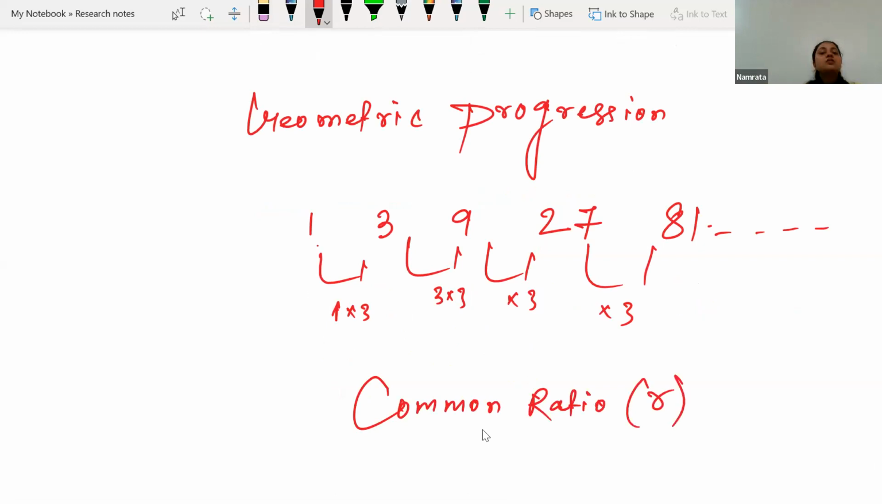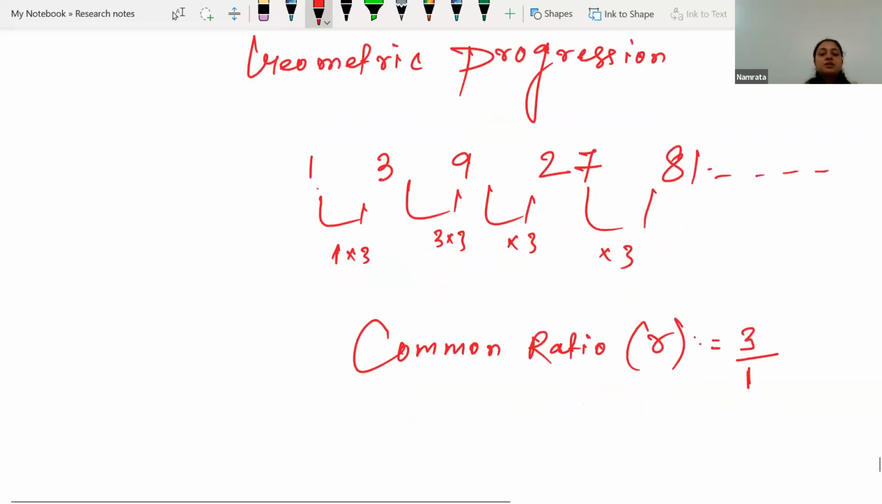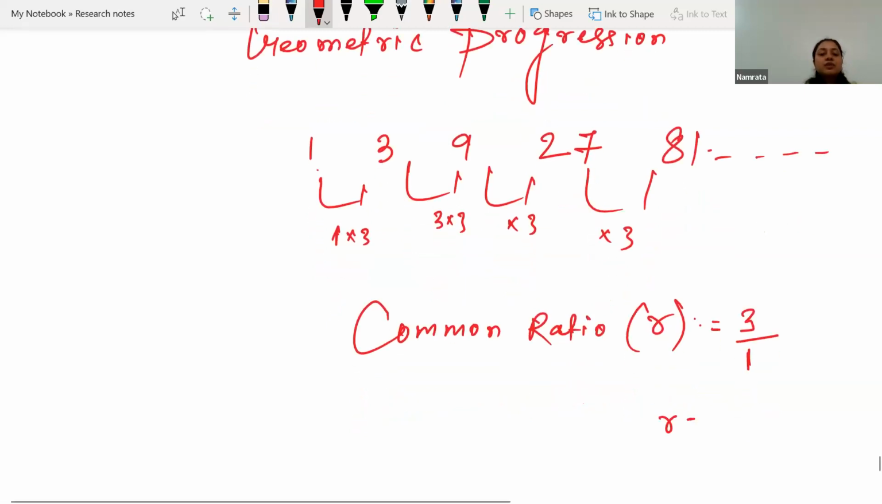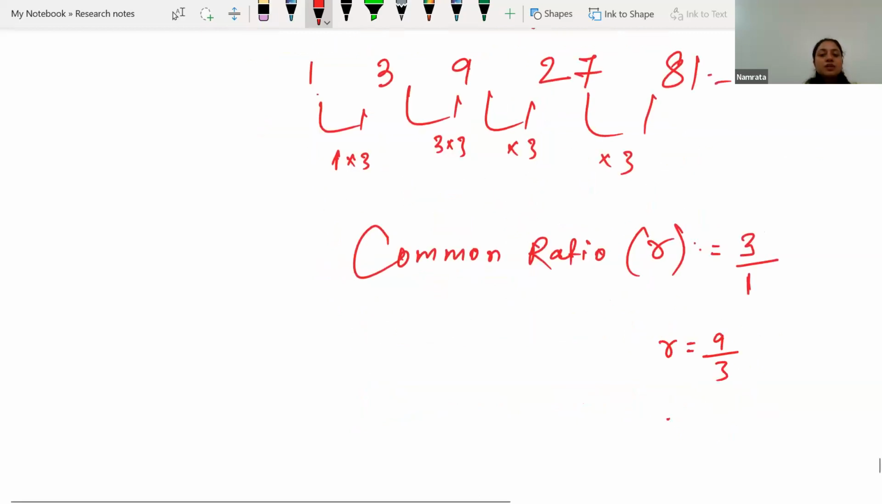The way we represented the common difference with D, here we represent the common ratio by R, and that is the second term divided by the first. Similarly, we can also find the common ratio R by 9 by 3. We can also find the common ratio by taking 27 by 9. So you can see we can take any two consecutive terms and find the common ratio: the second term divided by the first term.